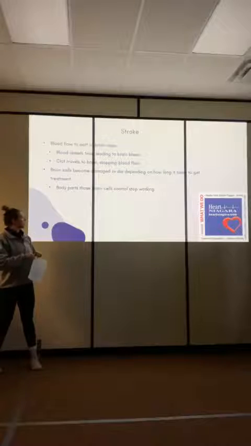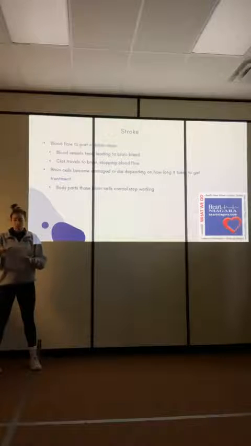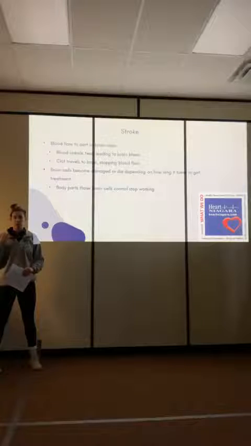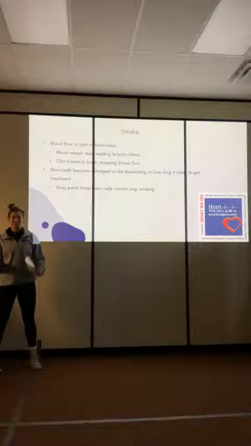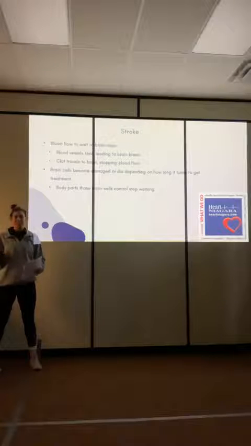So stroke actually normally affects one side of the brain. So for example, the left side of your brain controls the right side of your body. The right side of your brain controls the left side of your body. So if you get a stroke in the left side of your brain, you can actually have muscle weakness or paralysis on the right side of your body.